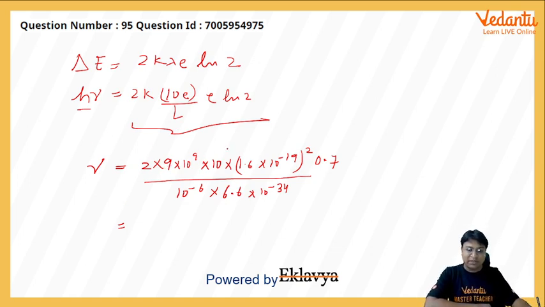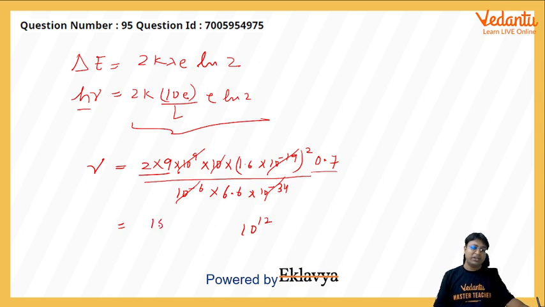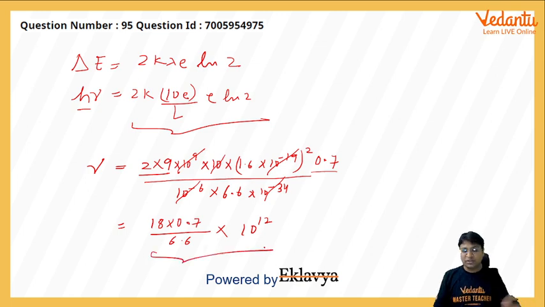If I adjust the powers of 10, we have 10 raised to power minus 38 divided by 10 raised to power minus 34, so that will be 10 raised to power minus 4. Then adjusting this, we get 10 raised to power 5. Adjusting this, we get 10 raised to power 11, 10 raised to power 12. So 10 raised to power 12 is what we get after adjusting all the tens here. And then we have 18 into 0.7 by 6.6. So using this value, you are now in a position to judge the kind of radiation it will have.